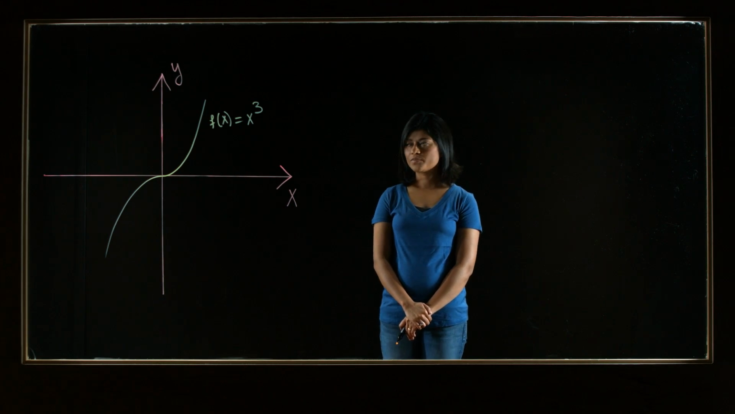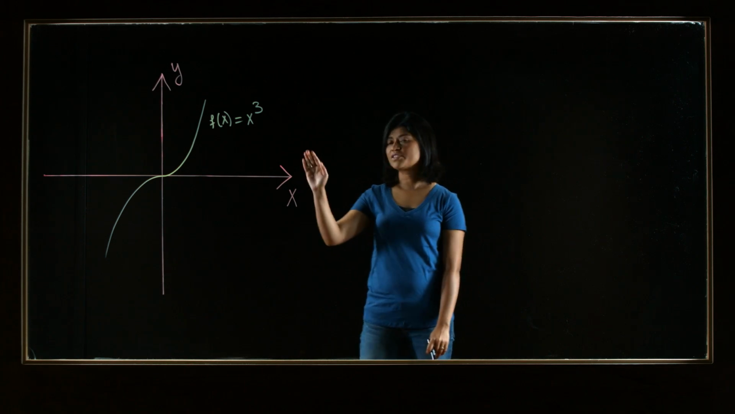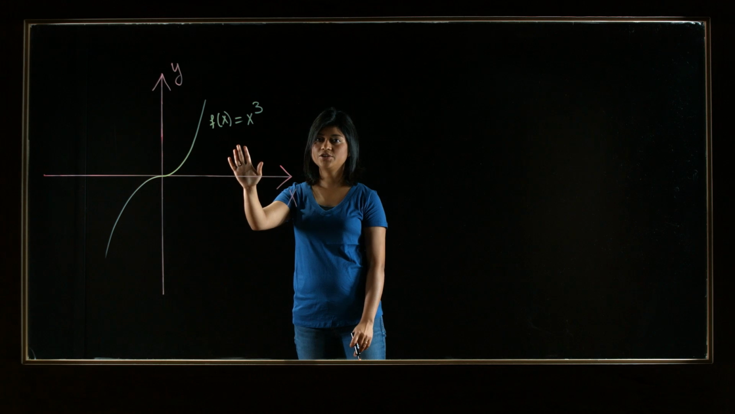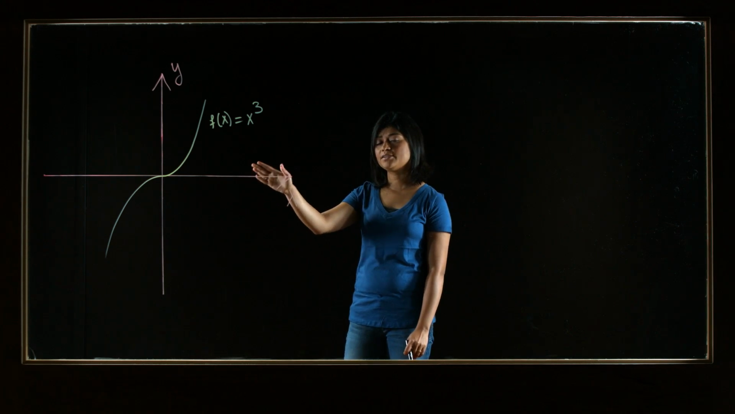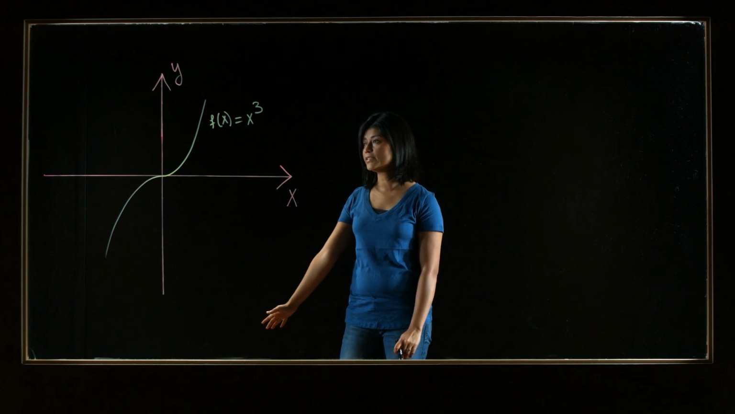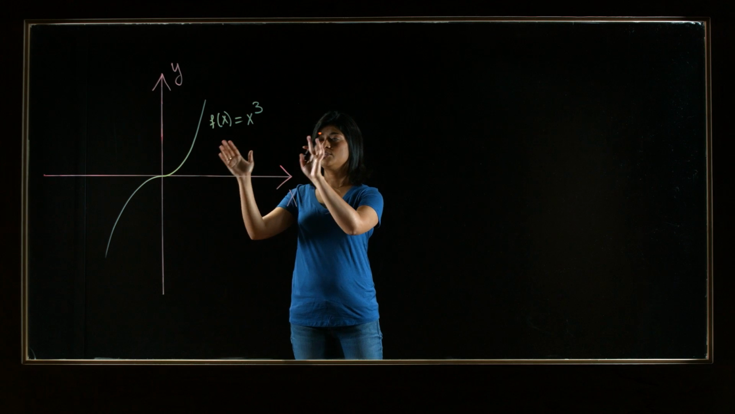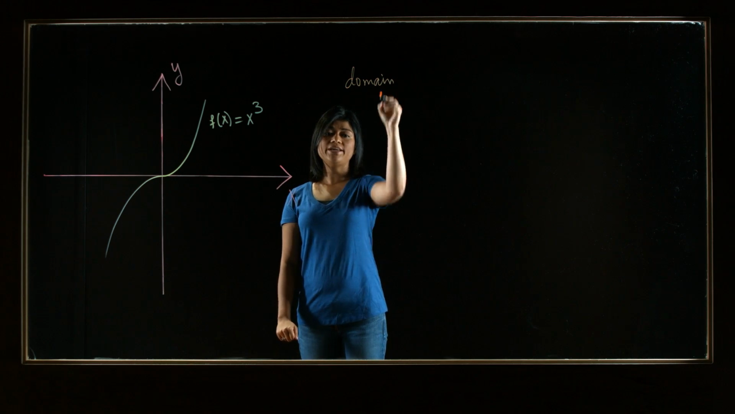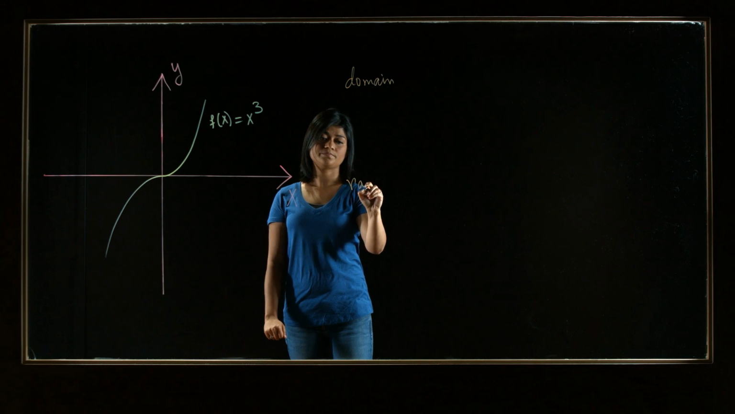In this problem, we have a function f(x) equals x cubed, and we also have the graph of the function x cubed, and we have verified the graph using a graphing utility. So we have all of that. We have to find the domain and the range of this function.